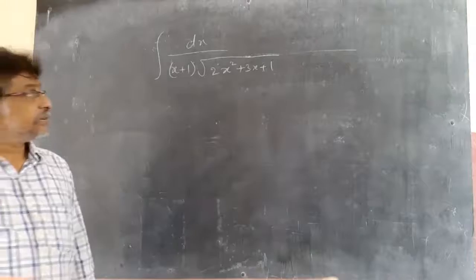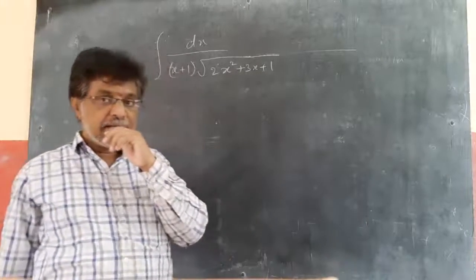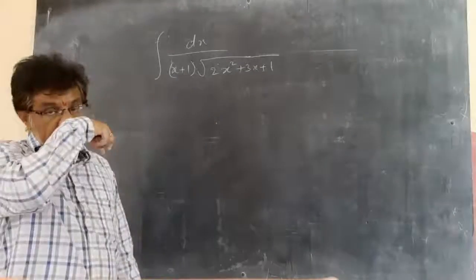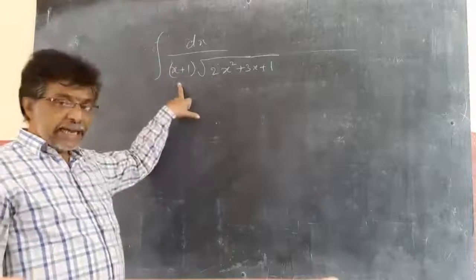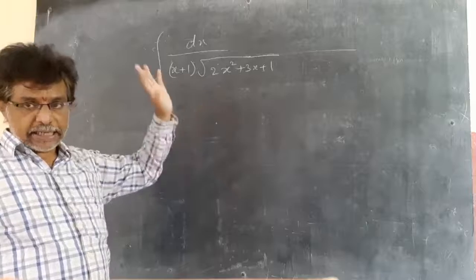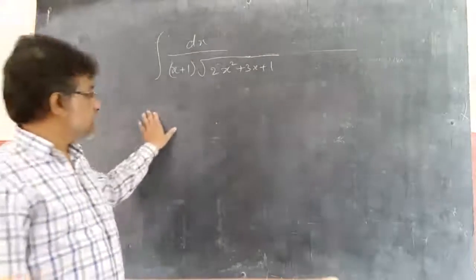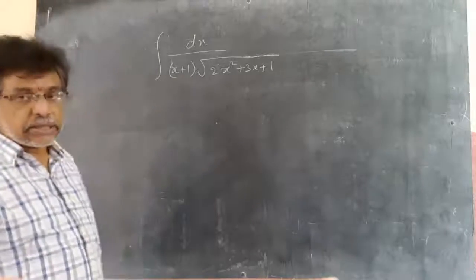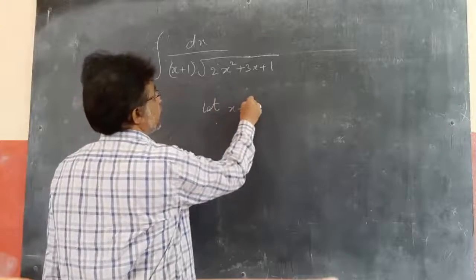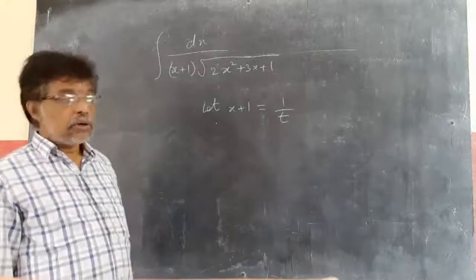One more sum of the same kind we are going to discuss, that is integral of dx by x plus 1 into root of 2x square plus 3x plus 1. Linear and quadratic, both are in denominator. So the procedure is linear equal to 1 by t. The procedure doesn't change. So always simply take linear equal to 1 by t. So x plus 1 equal to 1 by t.